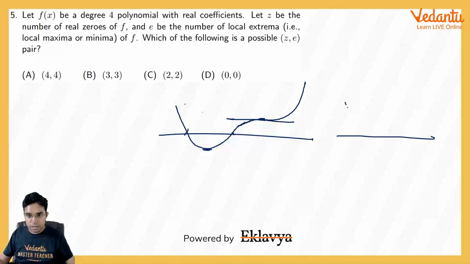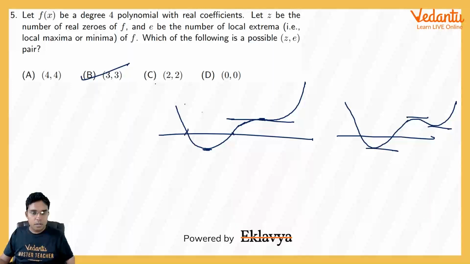Let me check if one more possibility can be explored. No, 3 points of maxima, minima. I think B is the answer. Let me know what you think, because I heard from some of the students that 2, 2 could have been the possibility. That is why I am emphasizing whether 2, 2 is a possibility or not. If I am missing something, please let me know. I will discuss it in the next session.